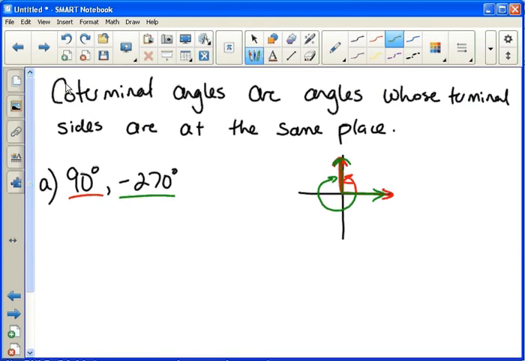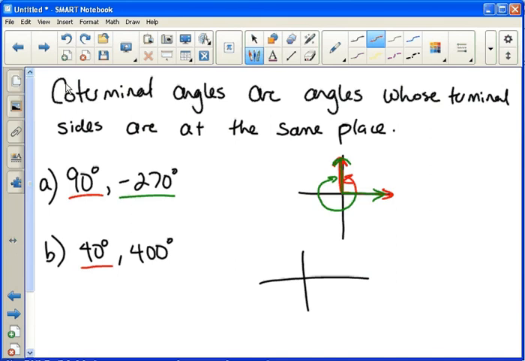So let me give you another example. Let's do 40 degrees and 400 degrees. These would also be coterminal angles. Okay, same idea. We'll do 40 in red. It would look something like this. Now 400 would go all the way around to 360 and then keep going 40 more degrees and be right there. So again, they're not the same. One's 40 and one's 400, but they do end in the same place.